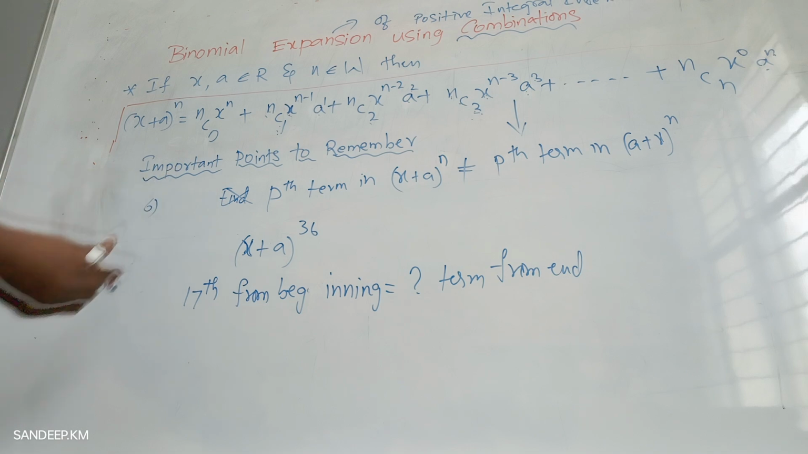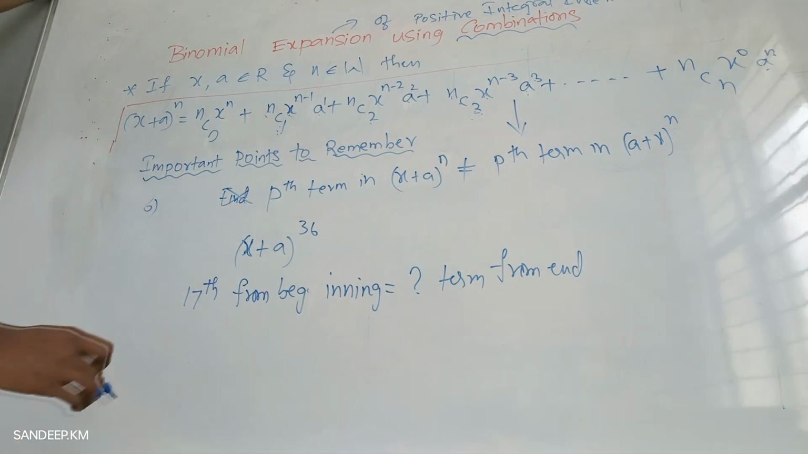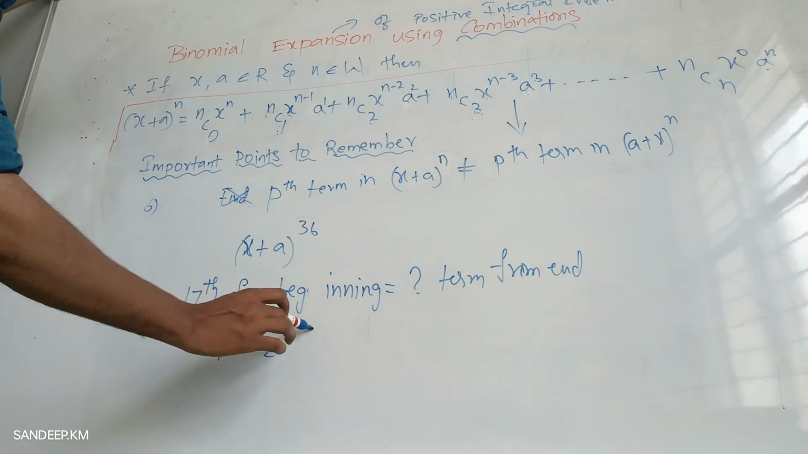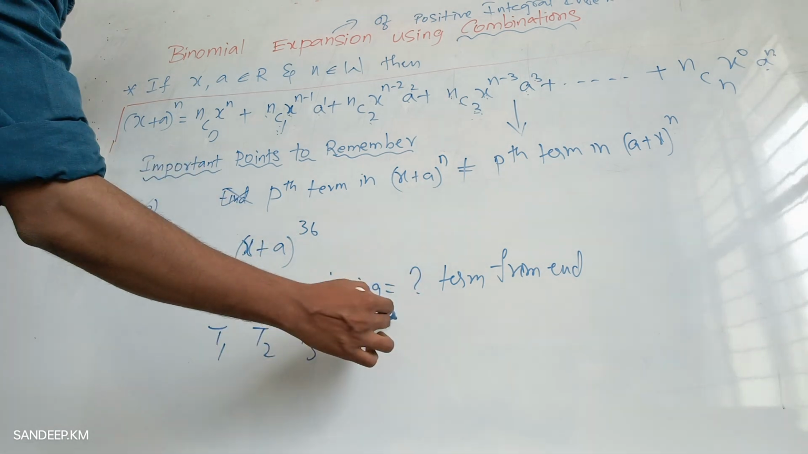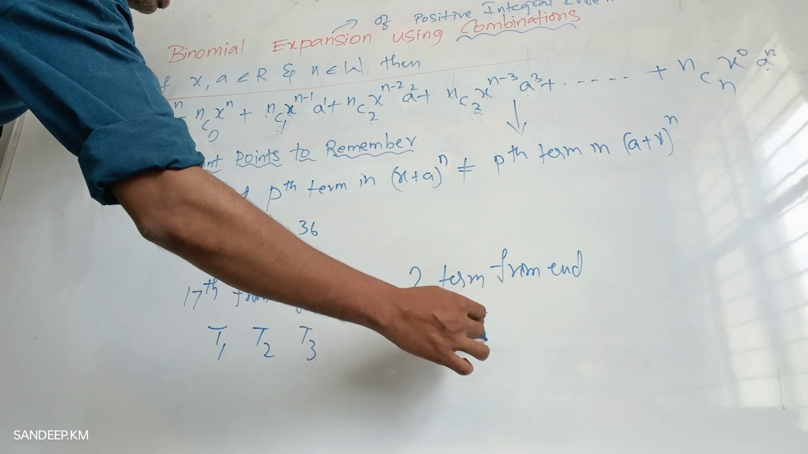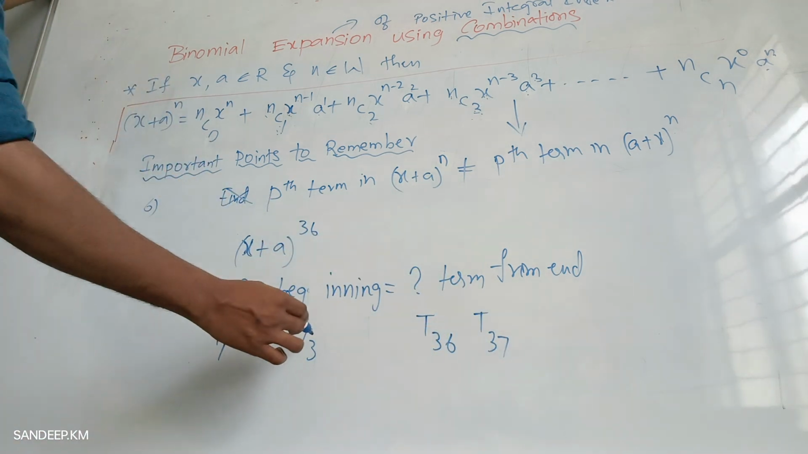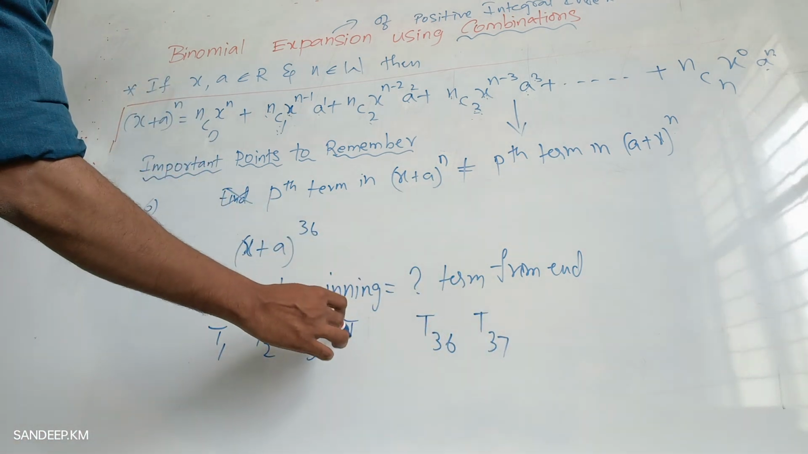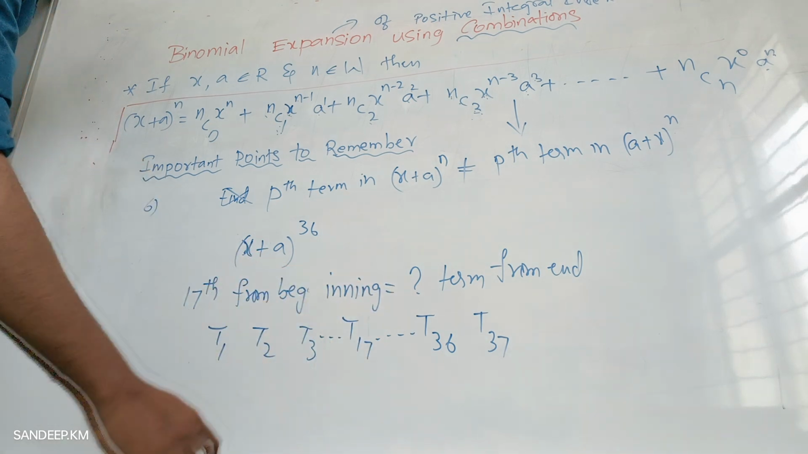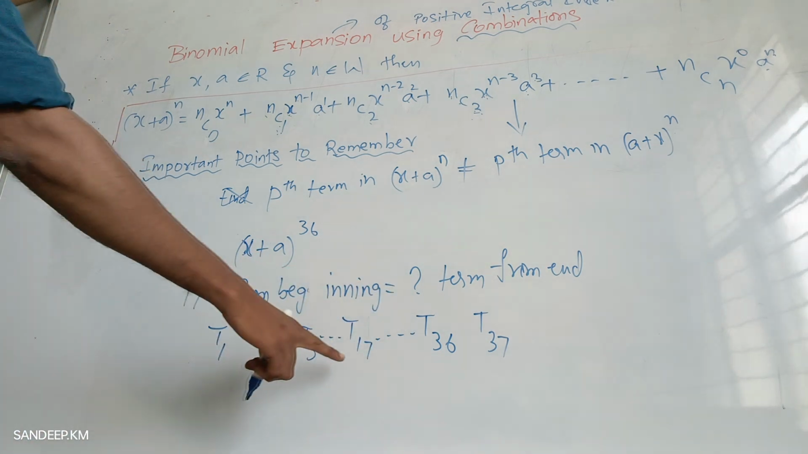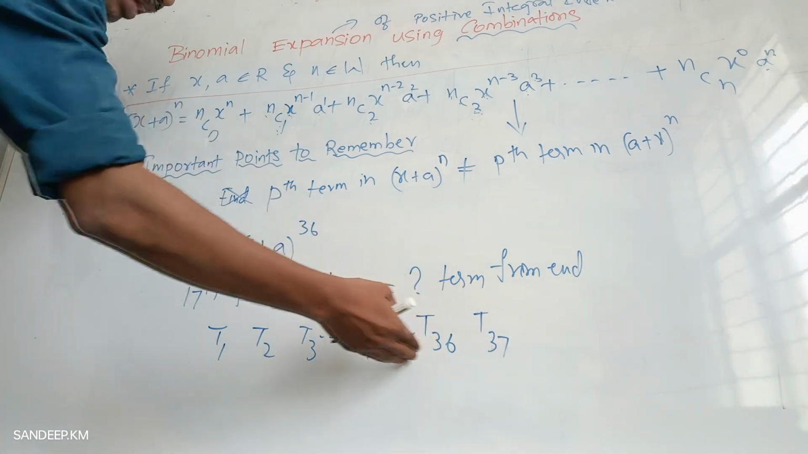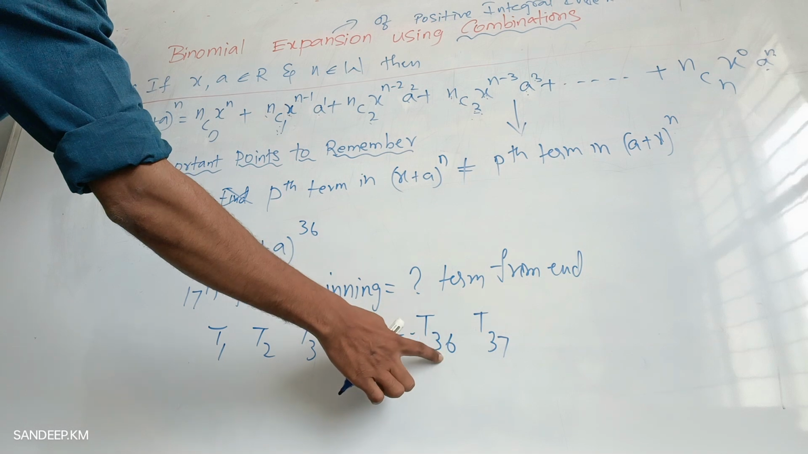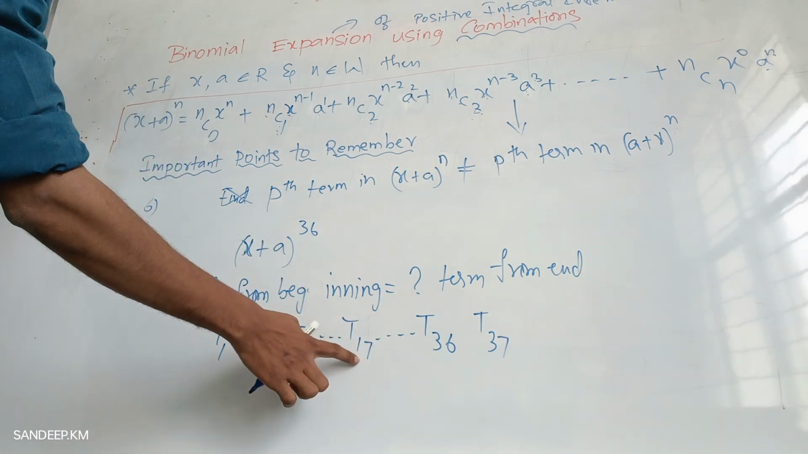So in total how many terms are there? If the index is 36, then there are 37 terms. Please observe, don't write 36 terms. If the index is 36, 37 terms are there. Somewhere in between you will have the 17th term. It is the 17th term from the beginning, and I want to know its number from the end. If this is the first term, second term, if I count like this, what is its number?